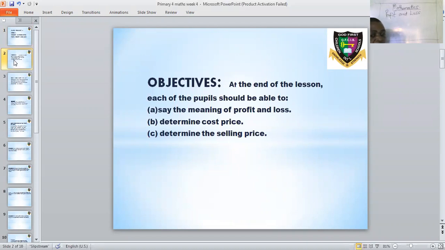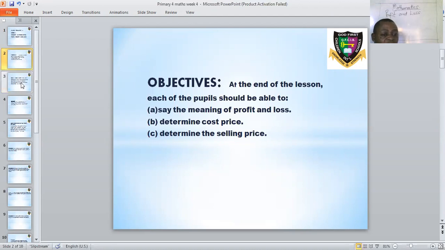Before we go to the meaning of profit and that of loss, let's look at the objectives of the lesson. At the end of this lesson, I'm expecting each one of you to define profit and define loss, and also to determine the cost price of any article and determine the selling price on any article.